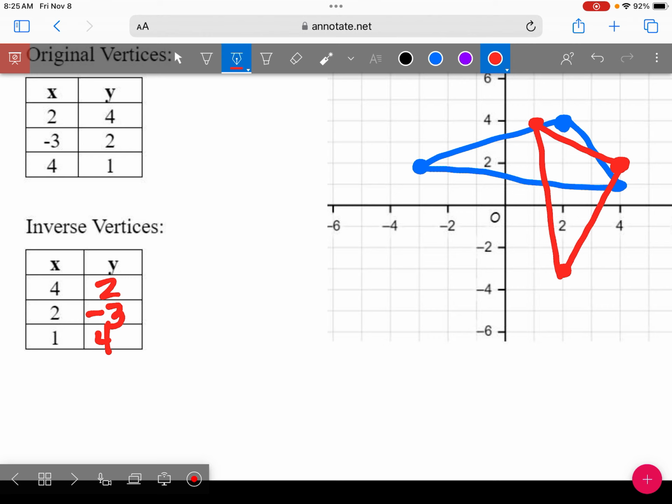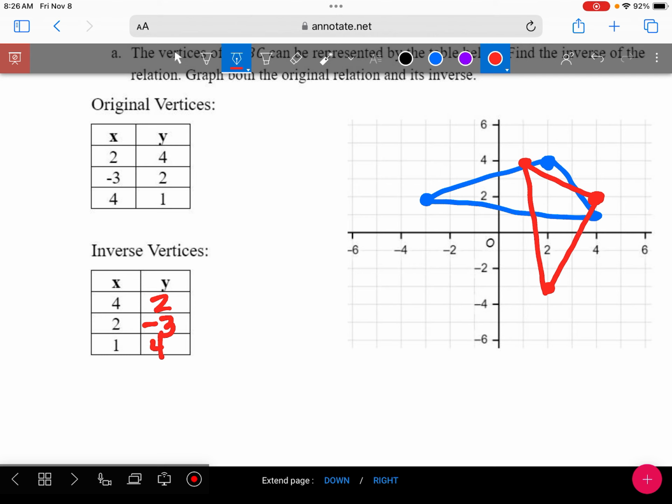So these 2 shapes are reflections of each other. So if you were to draw an imaginary line right here, it should be a reflection. So if the blue was looking in the mirror, it would look like the red. So it's a reflection. That's what an inverse is.